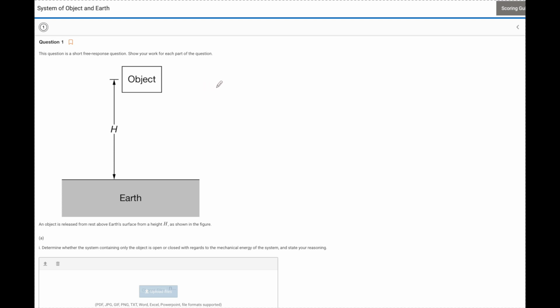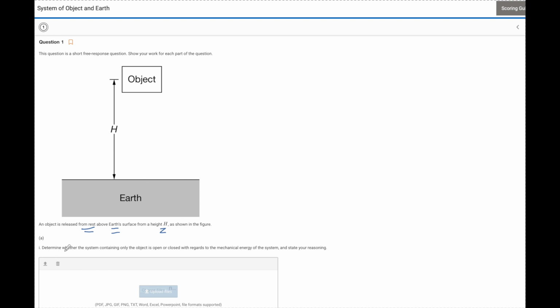10 days from the exam, getting ready to rock it. Today, we got a short free response question. We're going to work through the solution. We got the Earth, some object above the Earth, H. And this is pretty much going to be a question about different systems and how different systems act when they're interacting with one another. So first, we have an object that's released from rest above the Earth's surface. H is shown in the diagram below.